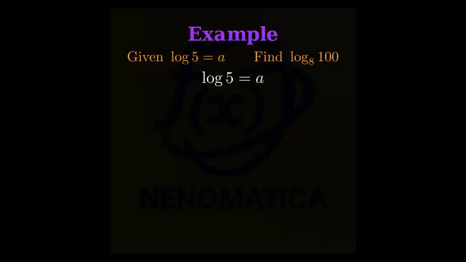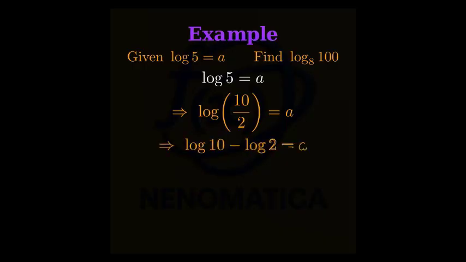Next, rewrite 5 as 10/2. Apply the quotient rule. Log of a fraction equals log numerator minus log denominator. Since log 10 equals 1, we obtain 1 minus log 2 equals a. Finally, isolate log 2. Now we compute log base 8 of 100.